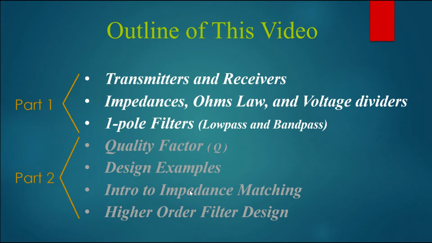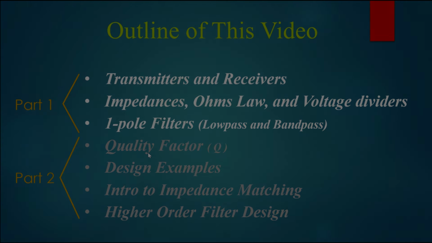Here's the outline for episode 1 of the radio design series. We're going to start by talking about transmitters and receivers to set the big picture. Then we'll delve down into the circuits level, doing impedances, Ohms Law, and something called voltage dividers, which are central to filters themselves, which we'll cover in terms of low pass and band pass. And then, if you're up for it, go for part 2, which will actually prepare you to design things.